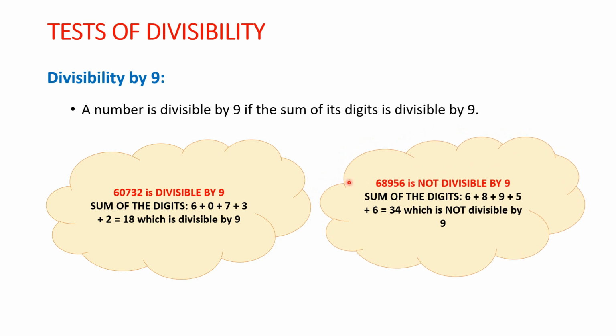Let's take another example. Here 68956. This numeral is not divisible by 9 because the sum of the digits is 34 and 34 is not divisible by 9. Therefore, the given numeral is not divisible by 9. This is how we have to find the divisibility by 9.